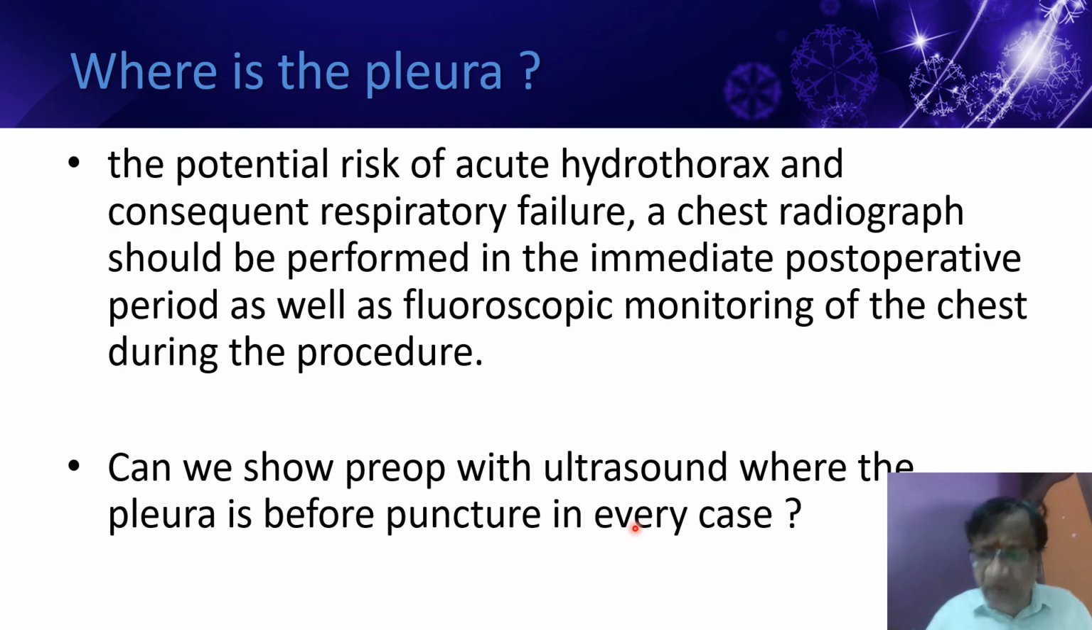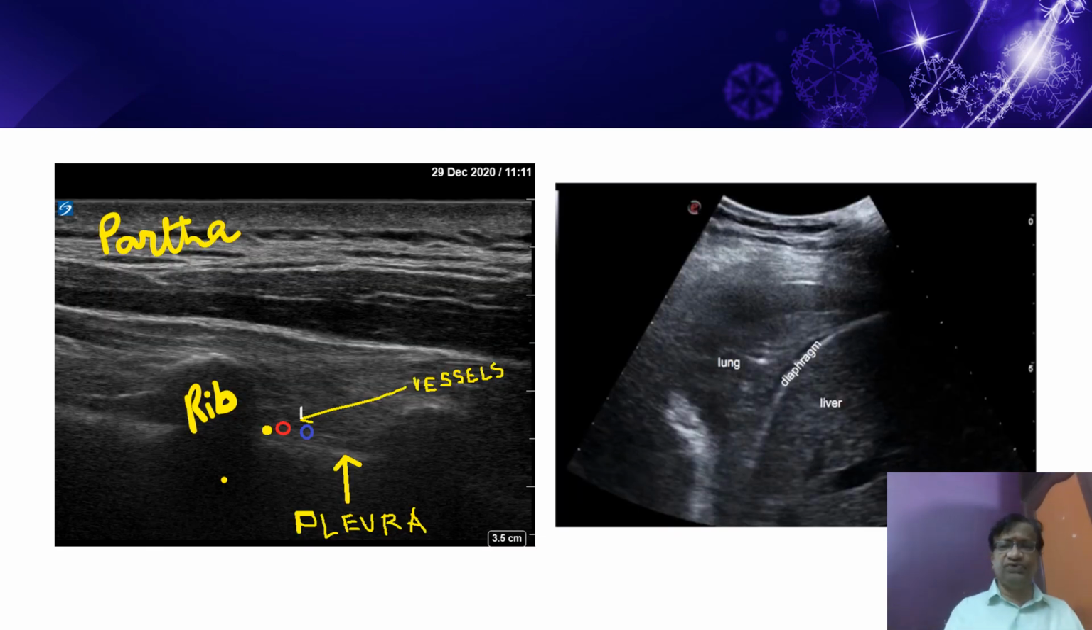We have to find out from the surgeon where is the stone, how is the approach, where is your puncture going to be. Yes, can we show the pre-op ultrasound, where is the pleura and where is your puncture? And that will be very safe. That is what I will suggest. Now we can show the pleura, lung, kidney, liver, everything to the surgeon.